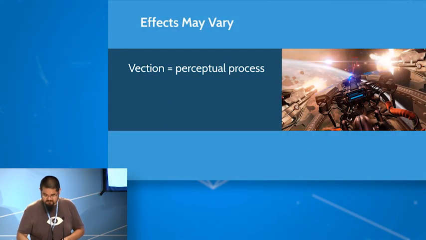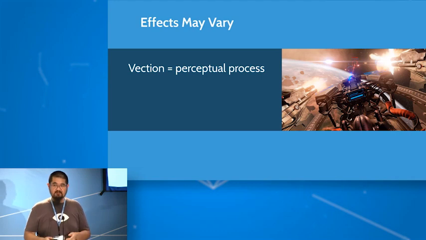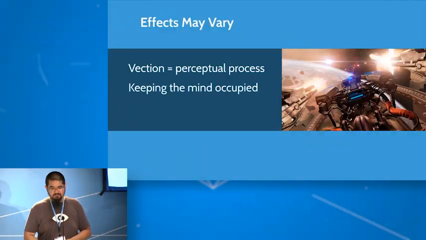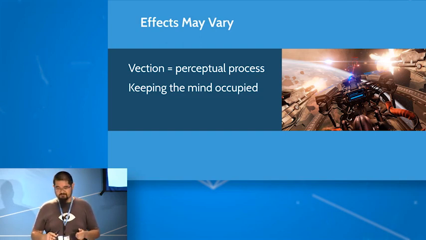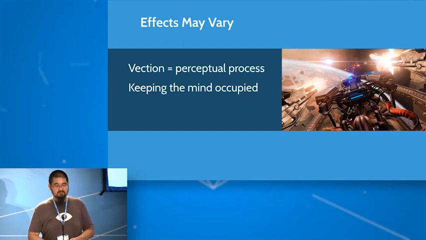So in approaching this problem, we were trying to think of ways we can attack this. And what's core to these ideas is that vection is still a perceptual process. It's still something that your mind has to build up for you to experience. And so it's subject to all the ways that you can potentially manipulate the way your mind is working. So one effect comes from just keeping the mind occupied. If your mind just has less resources available to process this information and tell you that you're moving through space, then you're going to experience less vection.